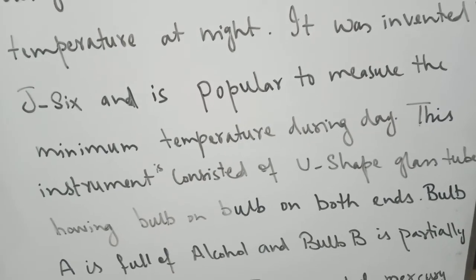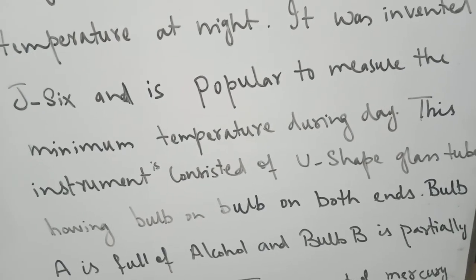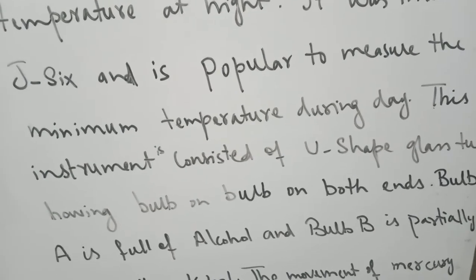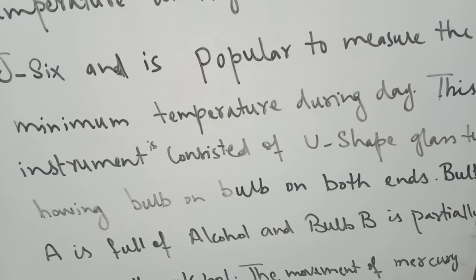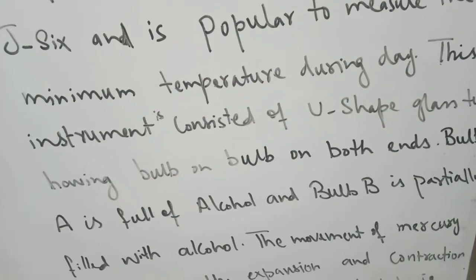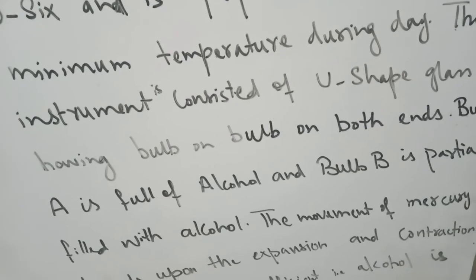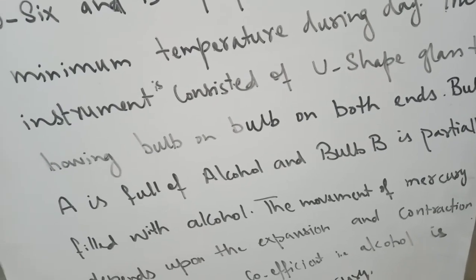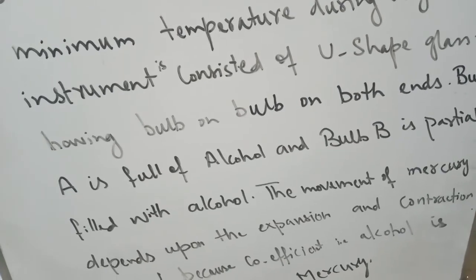Okay, now let's take a look at the construction of that thermometer. This instrument consists of a U-shaped glass tube having a bulb on both ends. Here you can see the bulb has been written two times, so please omit that. Bulb A is full of alcohol and bulb B is partially filled with alcohol.